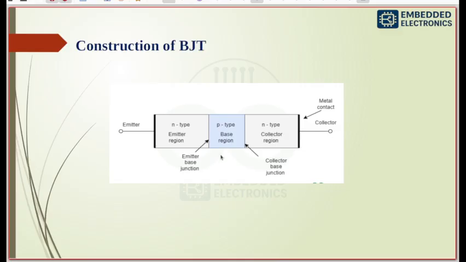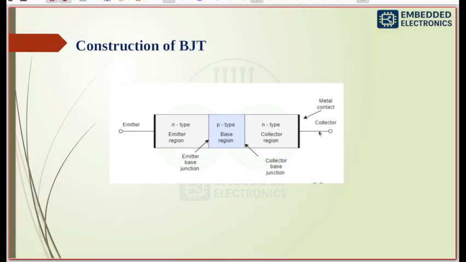Here we have the base. The intermediate layer is called the base. It forms a narrow zone between the emitter and collector and is lightly doped. It is made up of a different material than the emitter. In an NPN transistor the base is P-type. In a PNP transistor the base is of N-type.